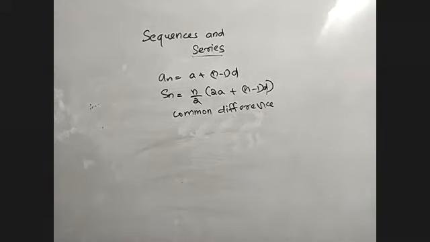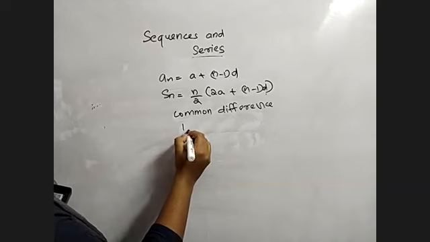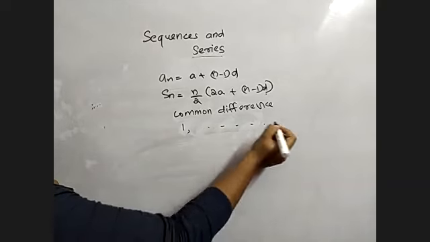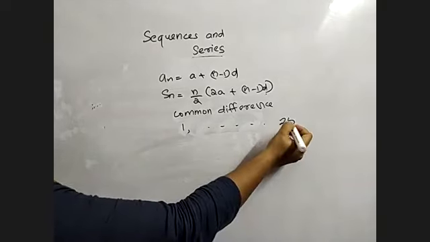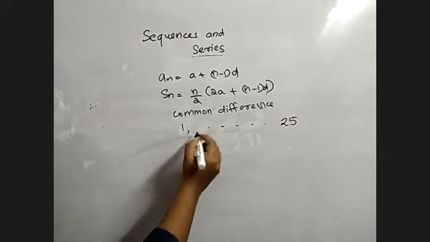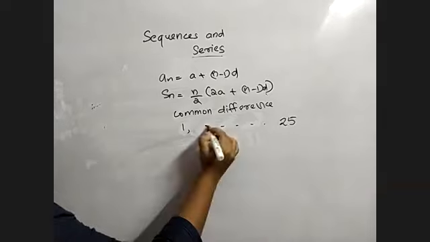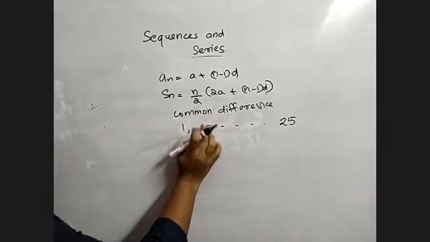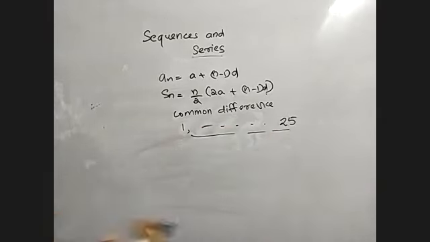Now, what if they are giving you the first term and the last term? Like the first term is 1 and the last term is 25, and they are asking you to find the sum. And this is an arithmetic sequence. If this is an arithmetic sequence, then if you are given the first and last term, it's very easy.